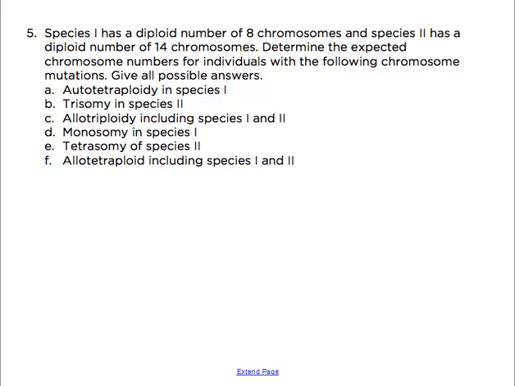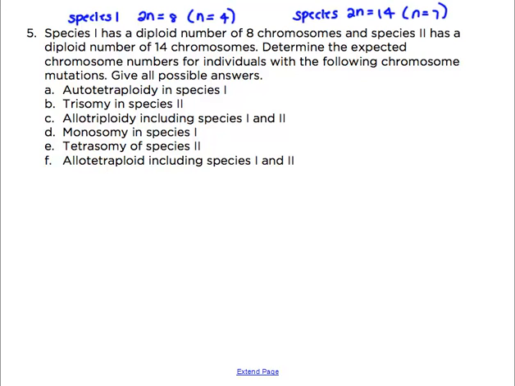Give all possible answers. So let's just write out what we have. We know that species 1 is 2n diploid number equals 8, and therefore n haploid number equals 4. And species 2 is 2n equals 14, n equals 7.